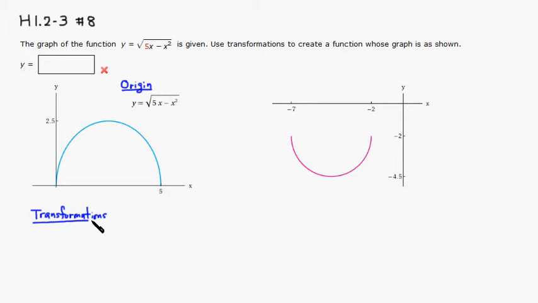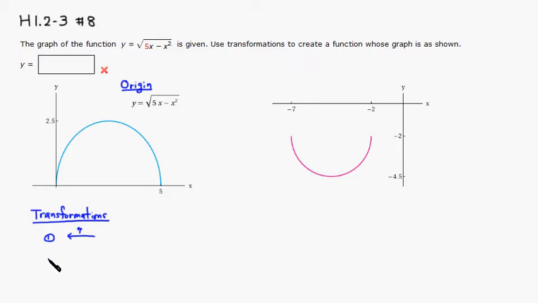first one would be, I would probably shift it to the left. I'll use a lazy notation: shift to the left 7 units, because it used to be 0 here, but it's shifted to the left to -7.